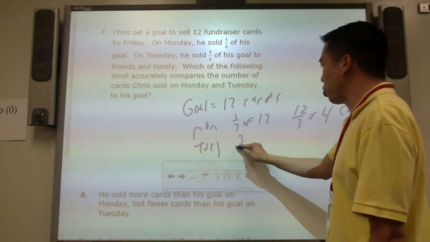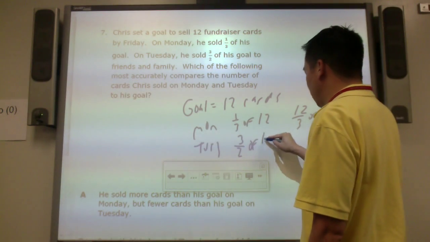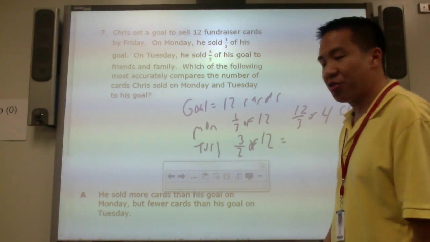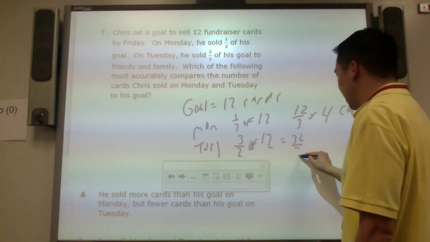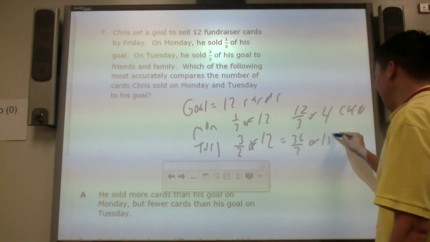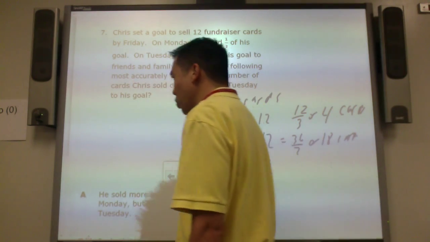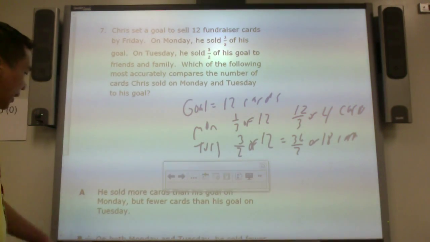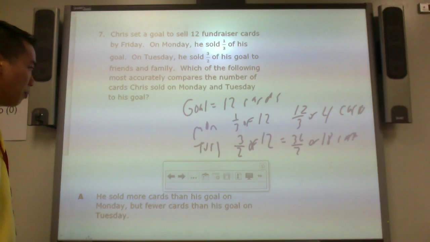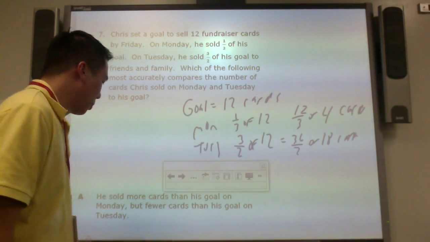On Tuesday, he sold 3/2 of his goal of 12. What's 12 groups of 3/2? That's 36 halves or 18 cards. There, he did a really good job on Tuesday, didn't he? So which statement is true? A, he sold more cards than his goal on Monday. No, he didn't. He did a horrible job on Monday.